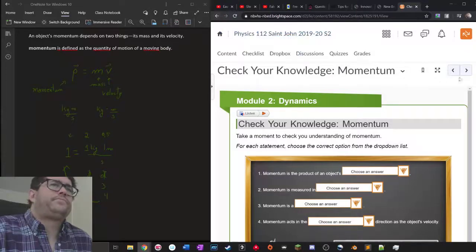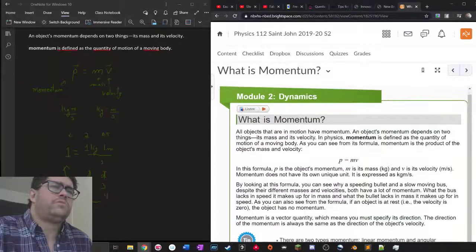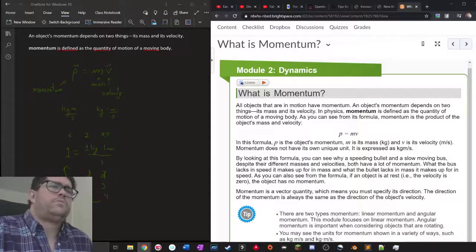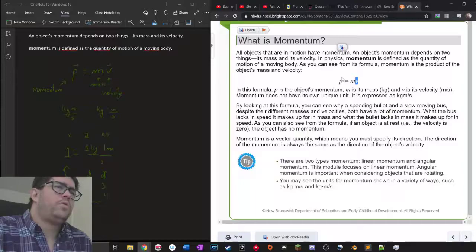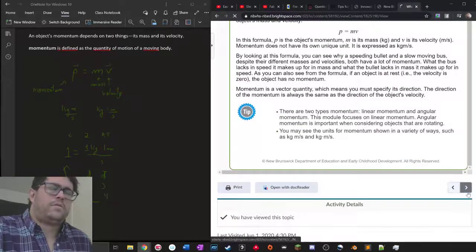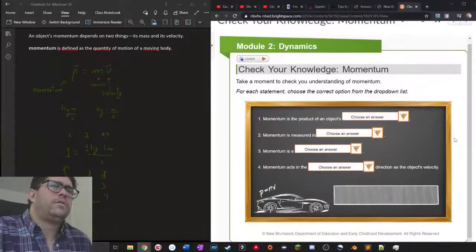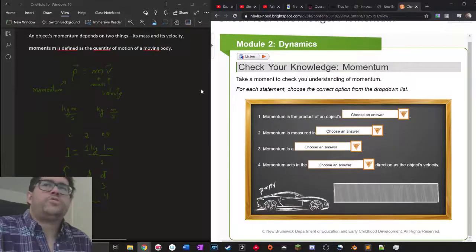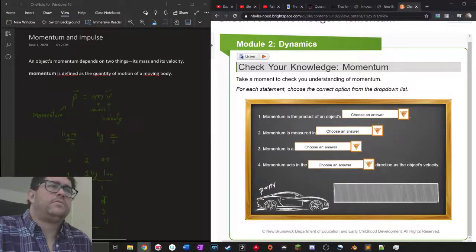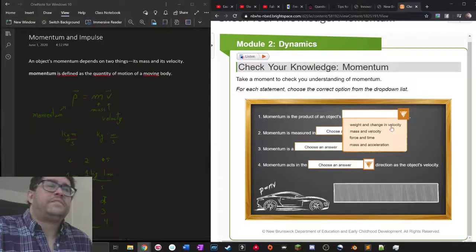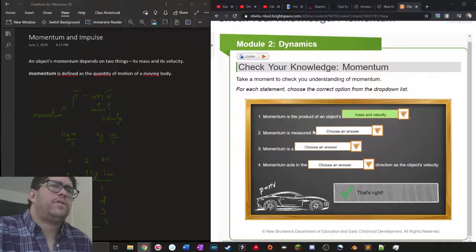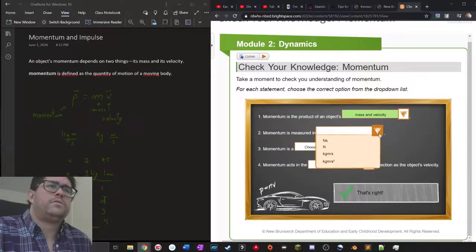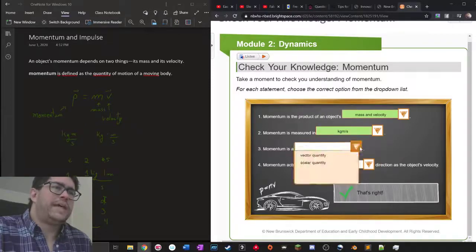Hold up. So a few questions. If the object is at rest, there is no momentum, right? So when v is 0, no momentum. Momentum is the product of an object's, what does it say here? Mass and velocity. Momentum is measured by kilogram meter per second.